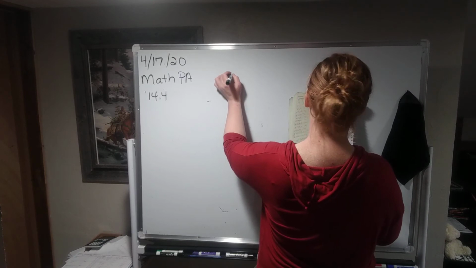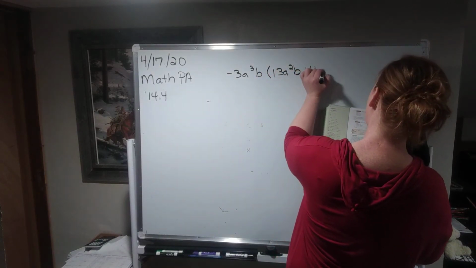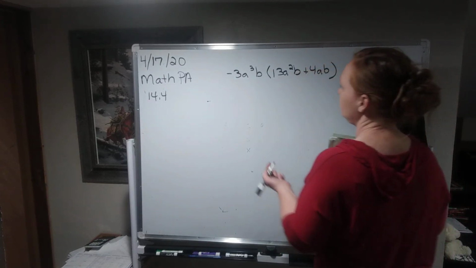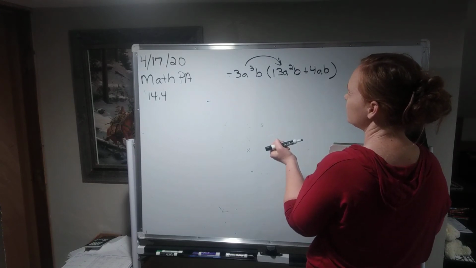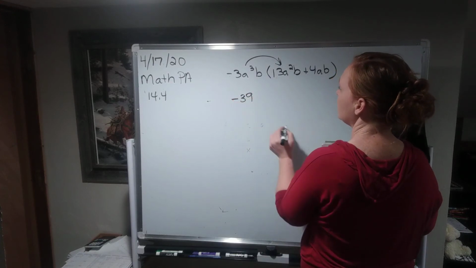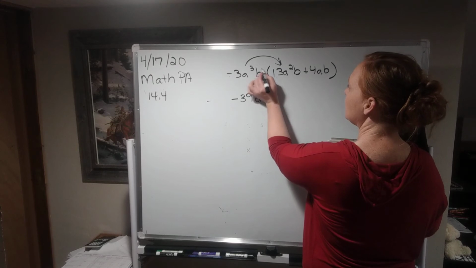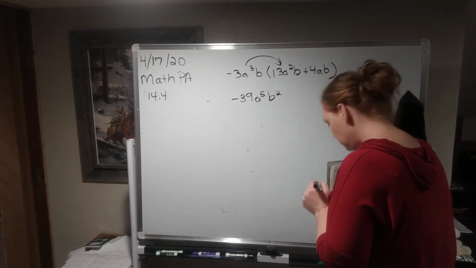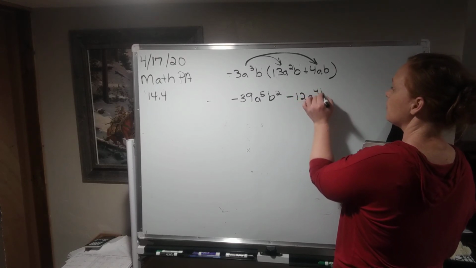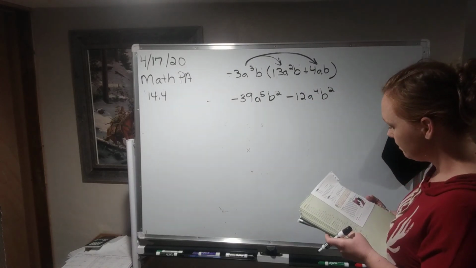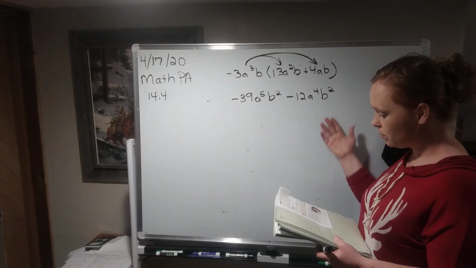Example 6 is negative 3a cubed b times 13a squared b plus 4ab. We can't combine these because they're not the same. So I'm going to multiply negative 3 times 13. What is that? 39. So negative 39. Now I need to multiply my bases. So I have a, add the exponents. 3 plus 2 is 5. And then I have a b and a b, so b squared. Now I'm going to distribute again over here, and I'll get negative 12 a to the 4th b squared. These were really close to being able to combine, but they're not quite the same term because this is a to the 5th and this is a to the 4th, so we cannot combine them. So this would be your answer.